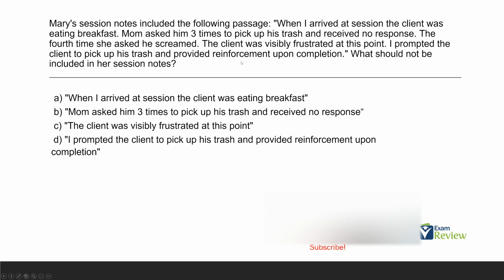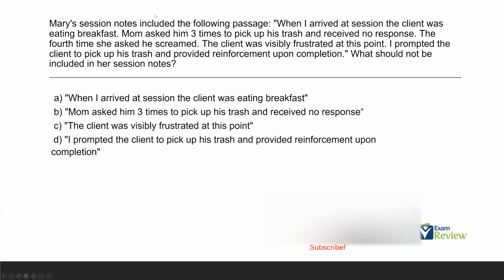So we're looking at session notes. What do we know about session notes? Session notes are essentially medical documents, right? They need to be objective, they need to be clear, and they need to tell you exactly what happens at each session. Session notes are not a time for opinions and stories and things like that. We need objectivity. As a behavior analyst, I just need to know exactly what happened.